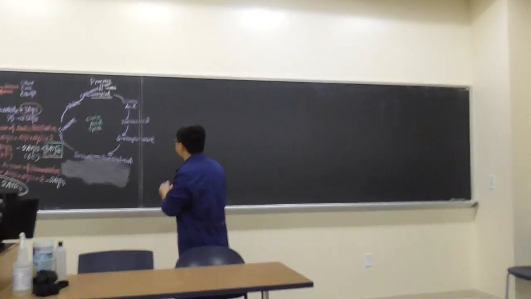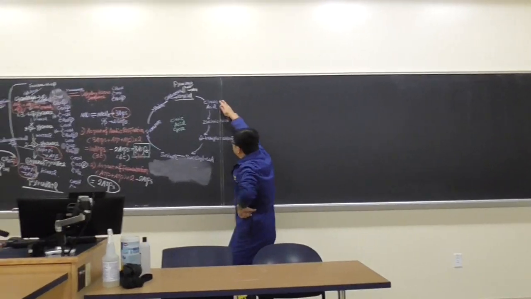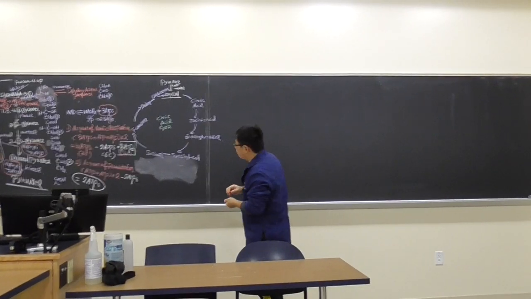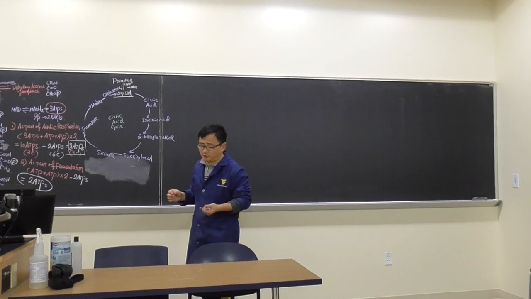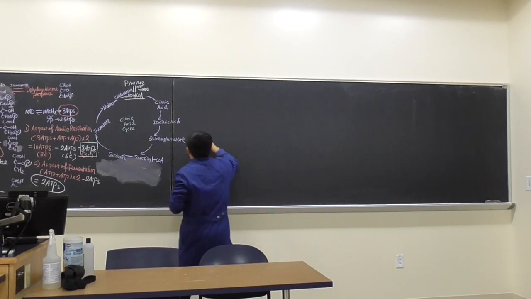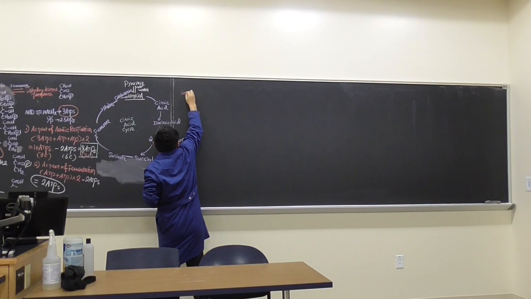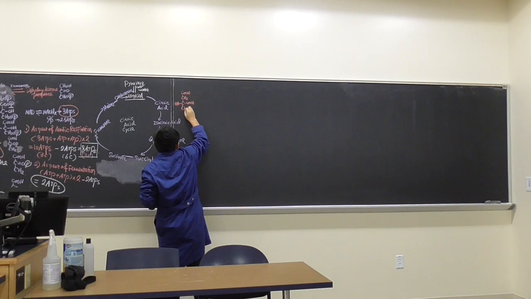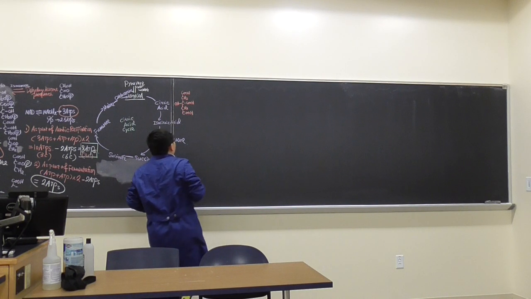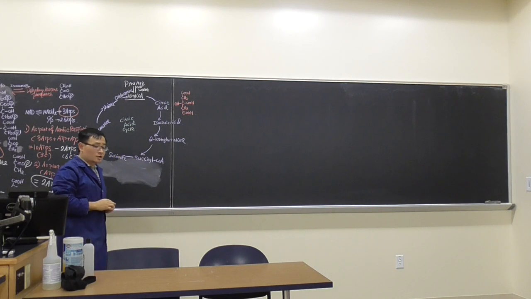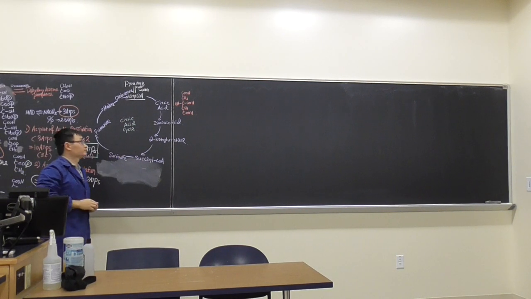Yeah, right there, okay. So first of all, you need to know the structure of citric acid, what it looks like. Or some textbooks say citrate, it's the same thing. Citric acid is COOH, CH2, C(OH)COOH, CH2, and then COOH. It has three carboxyl groups exposed.